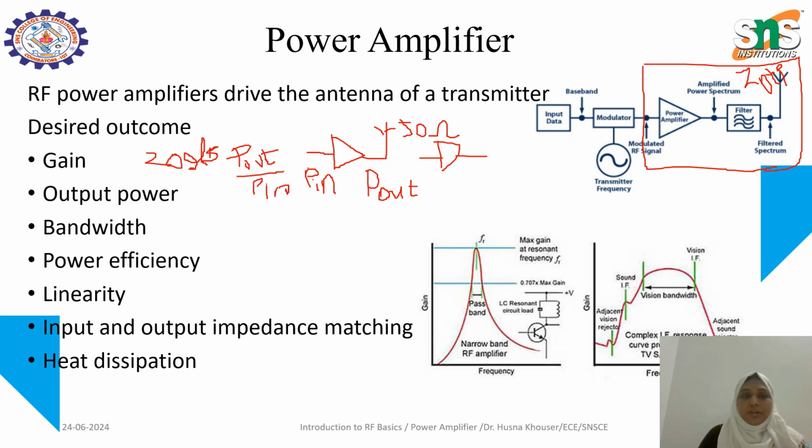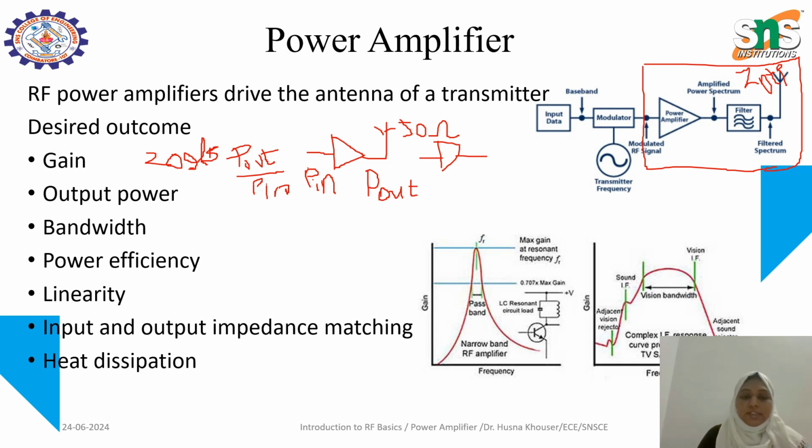Next, the output power. Here we have already seen this. Let us consider if we have a high gain power of 1 watt, or else it could be 40 watts. Based on the distance between the transmitter and the receiver, that power will vary.